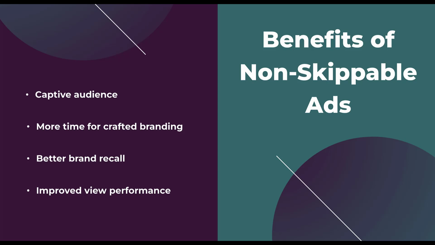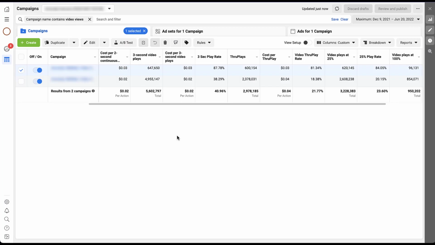And then the last piece with the non-skippable ads is there's a big improvement in the view performance of the ads themselves. And rather than talking about that specifically in these slides, let's hop into a different ad account where we ran 2 different campaign types for video views, and I'll show you the difference. In this account, we ran 2 different video views campaigns. One only targeting the non-skippable ad placement, and the other targeting all placements.